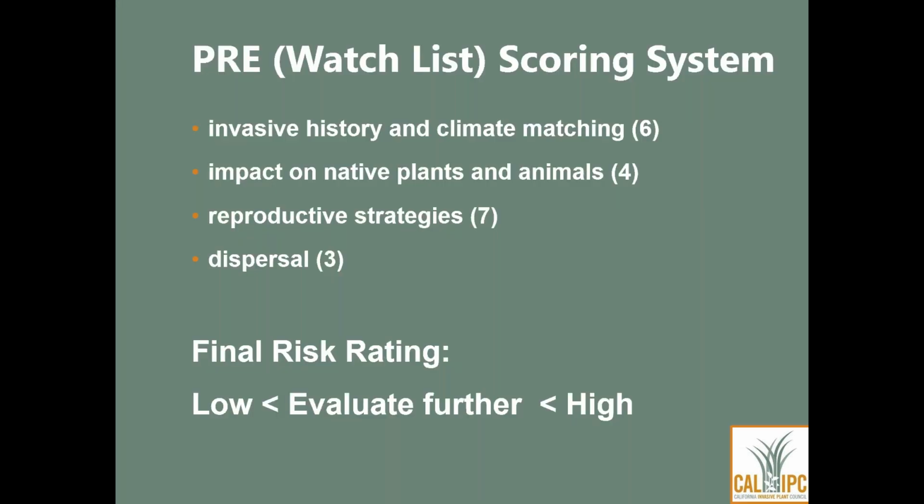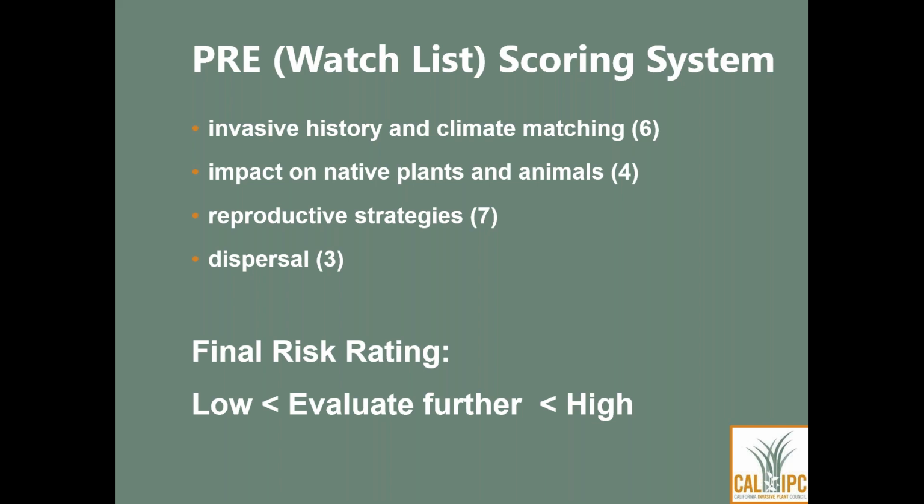The pre-tool itself has 20 questions. They are divided into categories: climate matching using a simple modeling tool, impacts on native plants and animals, reproductive strategies, and dispersal. And again, we have three categories for this.